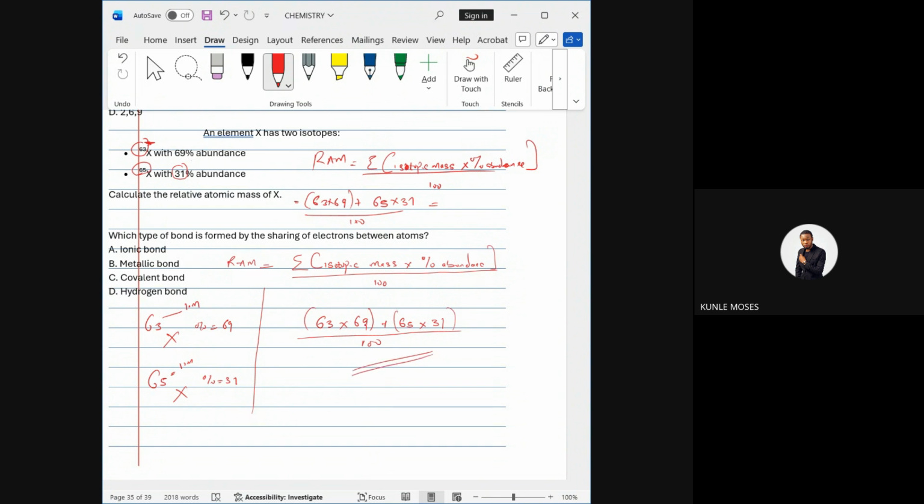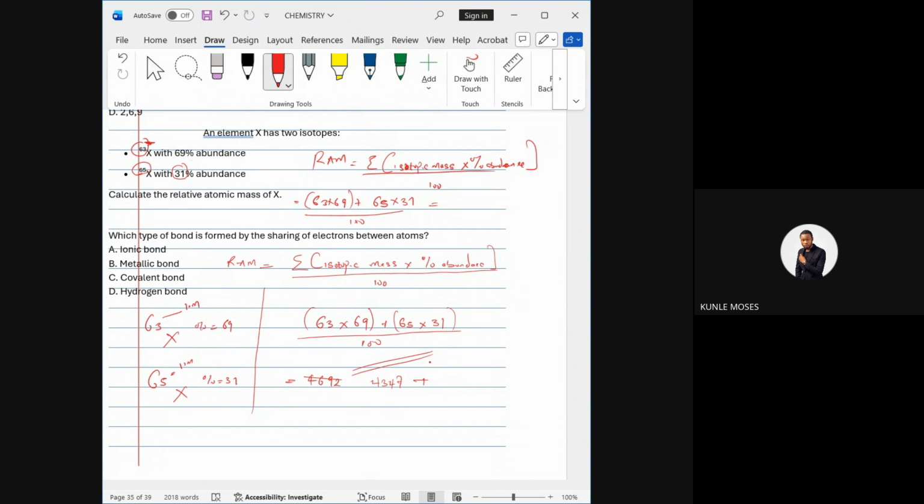So you will calculate it. I'm not a calculator. So you multiply 63 times 69. Let's quickly do it before we call it a day. 63 times 69 is what? 4,347. Okay. Now 65 times 31 is 2,015.